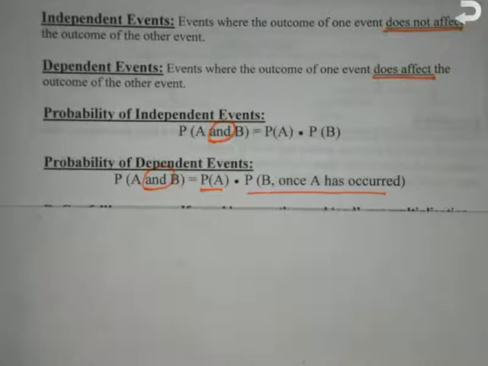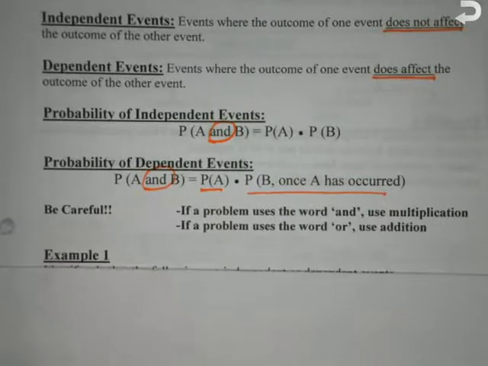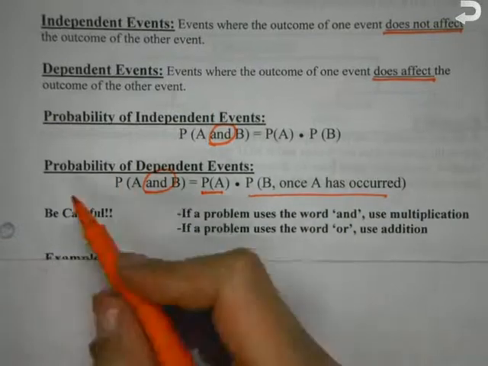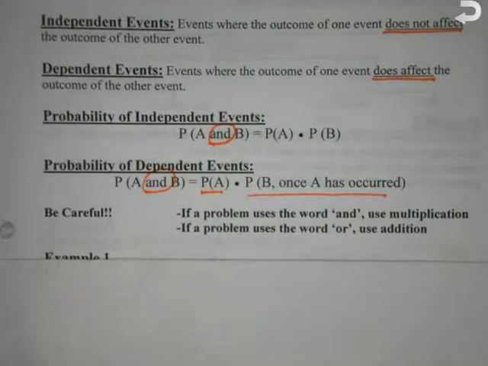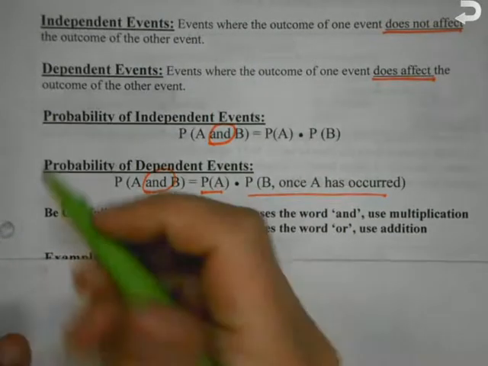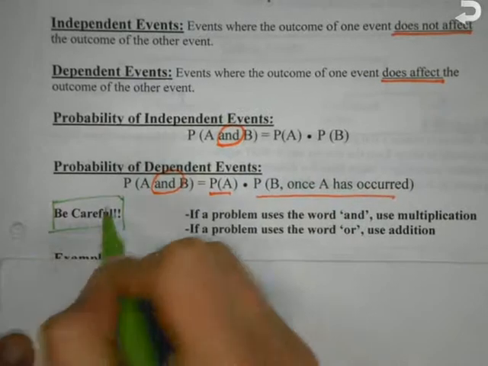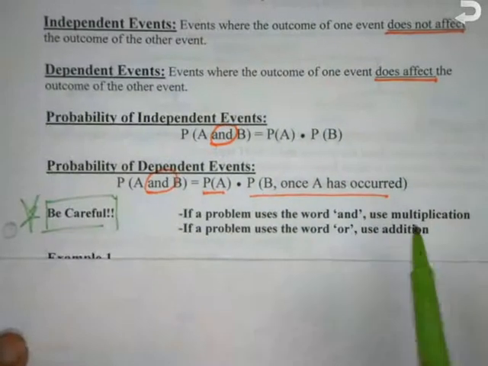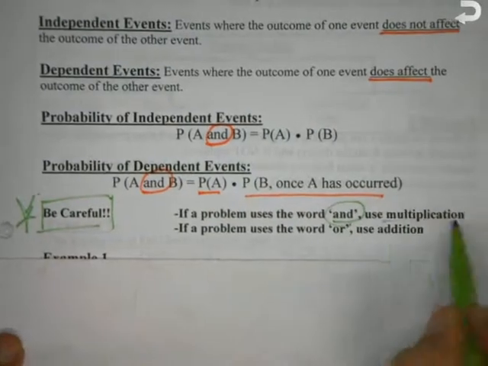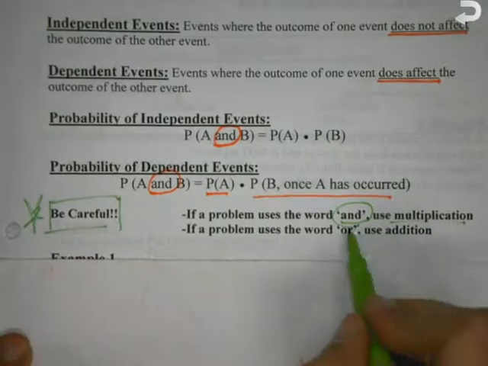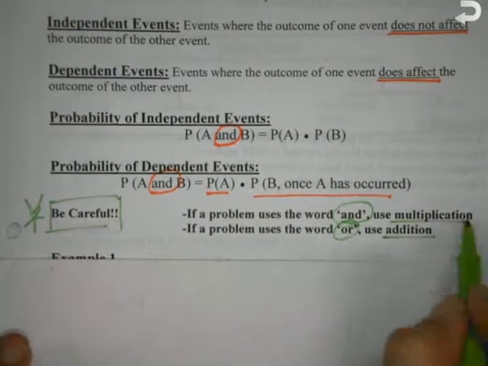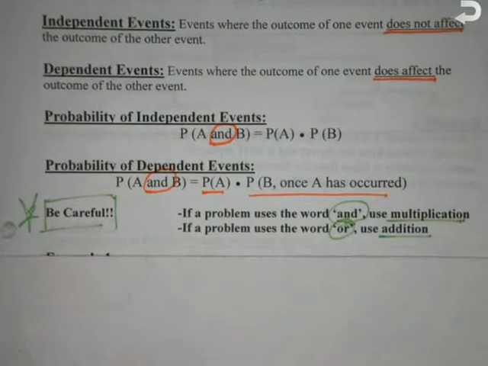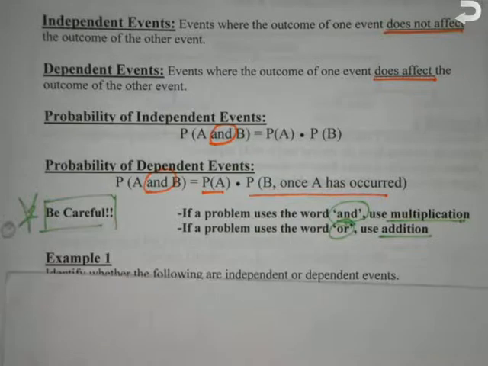Okay, so remember I just wrote another note and I am going to box it and put a star next to it. Be careful. Okay, if a problem uses the word and, multiply. If a problem uses the word or, add. Okay, so it says it right there for you. Box it, put a star, bring your attention to it. Okay, so and is multiplication, or is addition. So let's look at example 1.